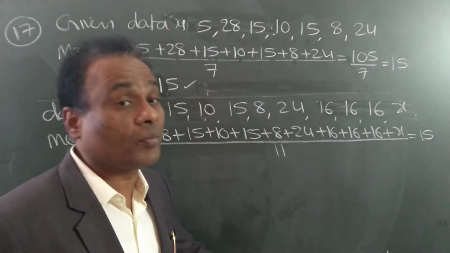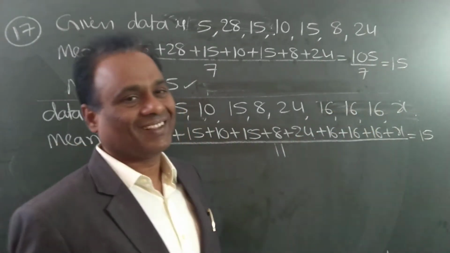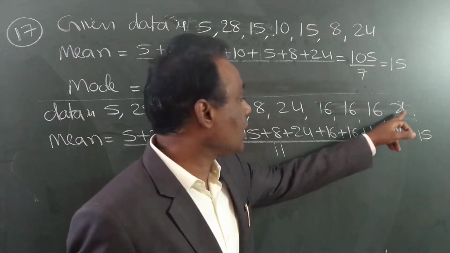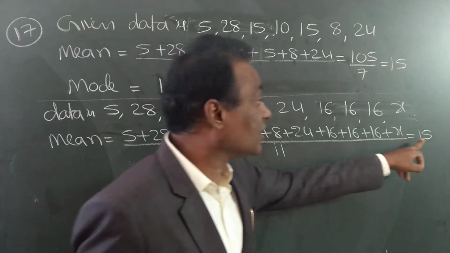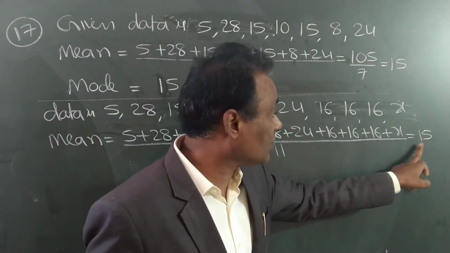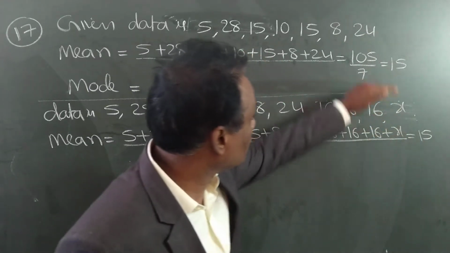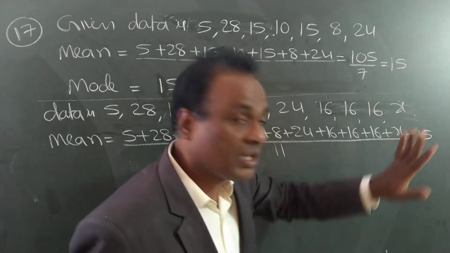But the mode is increased by 1. The original mode is 15, the new mode is 16. That we have already taken into account. The mean is the sum of the observations by the number of observations, and the answer is given as 15, because the first mean and the second mean are the same.